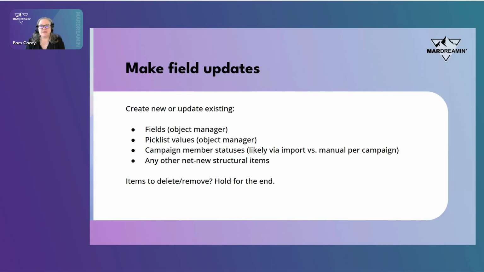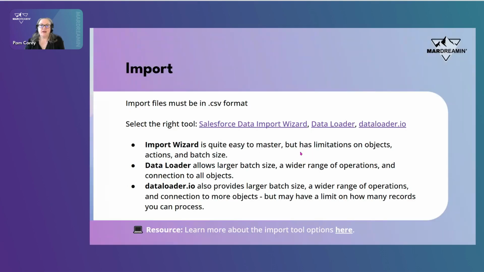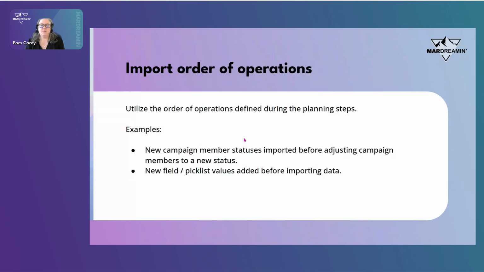Create new or update existing fields and field-related items, such as your pick lists. Import your data with the appropriate tool. This might include updating campaign names, adding data to new fields, updating existing field data, whatever. Pay attention to the error reports along the way and resolve each before moving on to the next. Perform your imports using the order of operations defined during your planning phase.